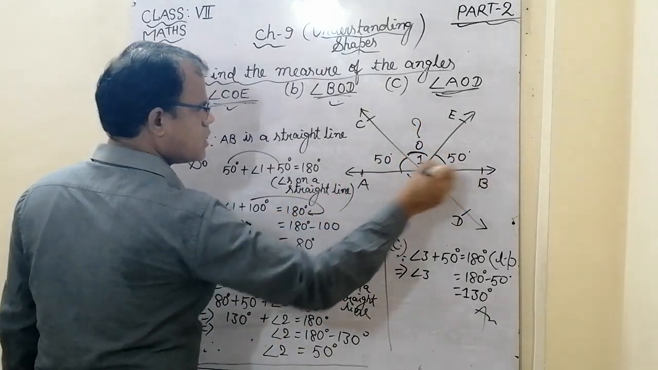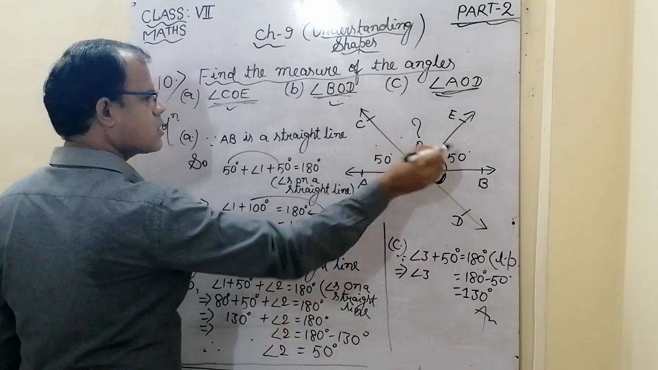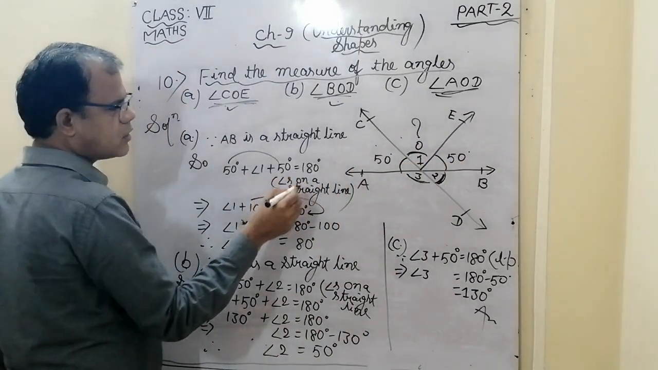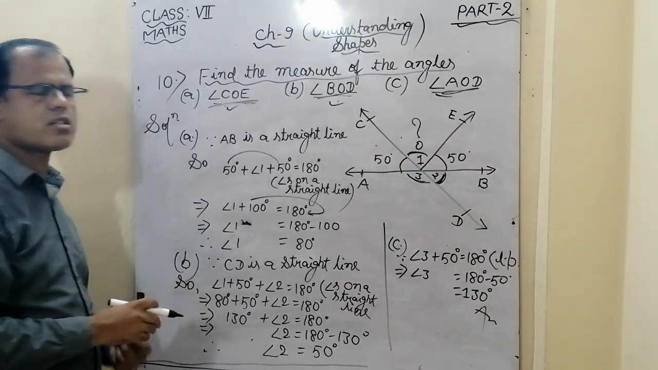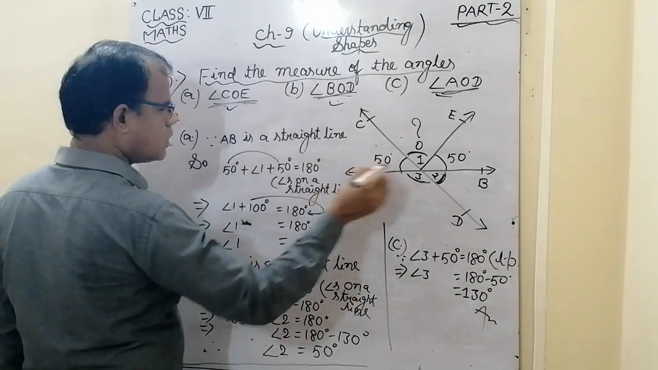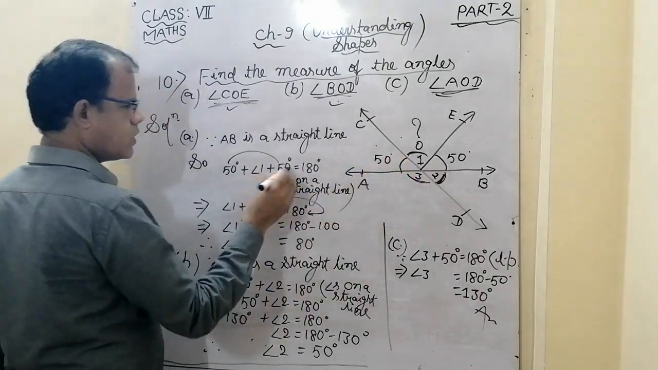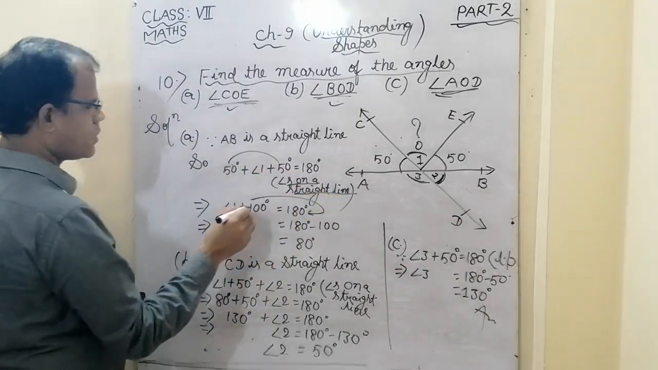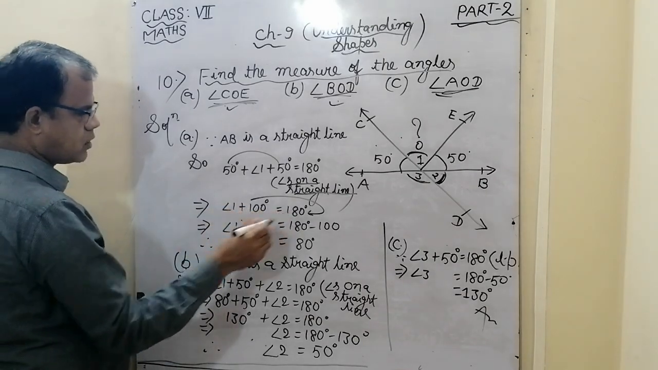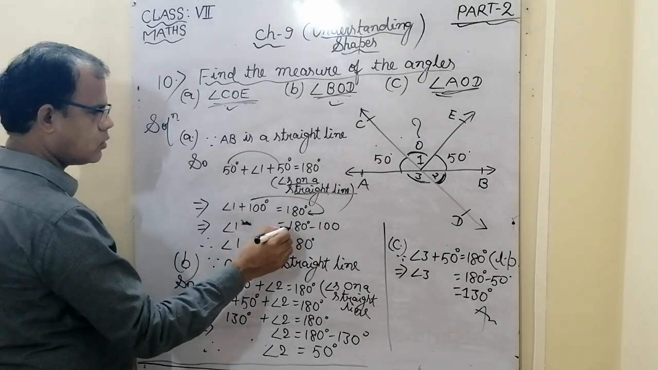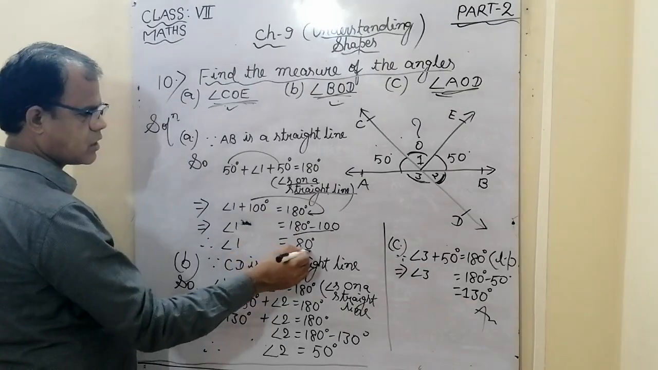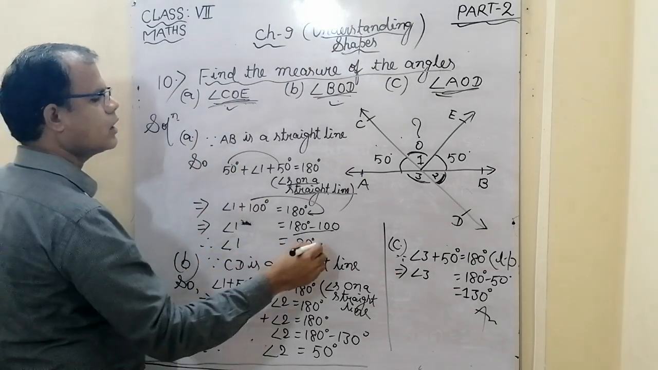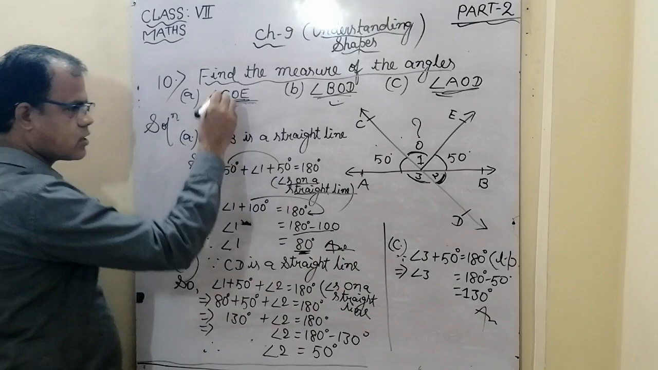So look here, AB is a straight line and here three angles are formed. So the sum of all three angles is 180 degrees. Why? Because angles on a straight line are 180 degrees. So 50 degrees plus angle 1 plus 50 degrees equals 180 degrees. So 50 plus 50 is 100 degrees, angle 1 plus 100 degrees equals 180 degrees. So angle 1 equals 180 minus 100, it becomes 80 degrees. So angle COE means angle 1, which is 80 degrees. This is the first answer.